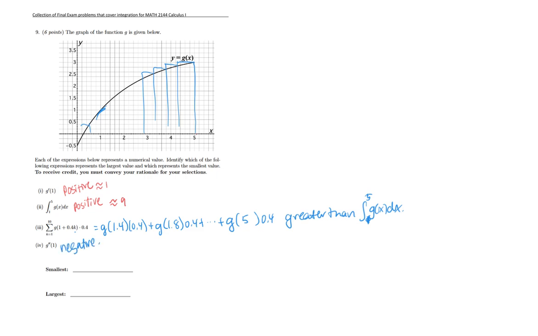Okay, so the smallest of those is going to actually be the negative one, that's g double prime of 1, and the biggest of all of those is going to be the right-hand sum. I don't know what I said earlier, but this is a right-hand sum because it's plugging in the right side of the interval. So this is that right-hand sum. So it's going to be the sum k equals 1 to 10 of g of 1 plus 0.4k times 0.4.